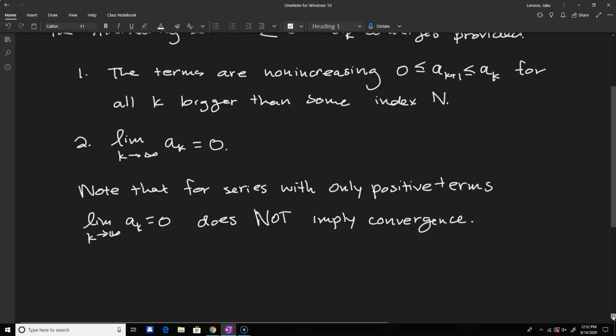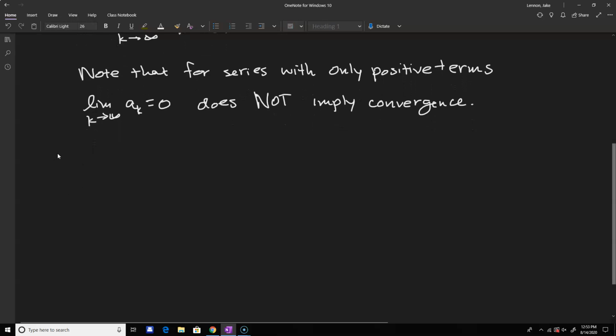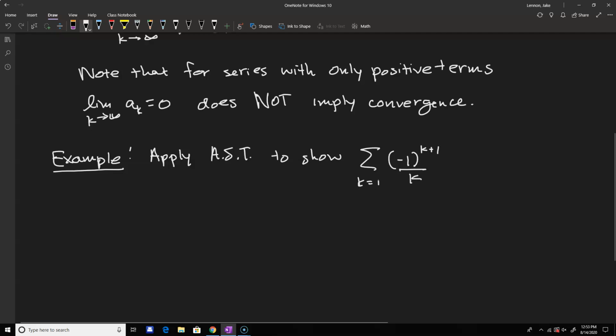So the first example we talked about, the alternating harmonic series, this very quickly shows that it is a convergent series. Example: apply the alternating series test to show the series. I'm already trying to write the proof. So the series of (-1) to the k plus 1 over k, from k equals 1 to infinity, converges.